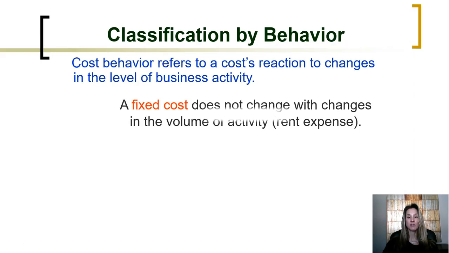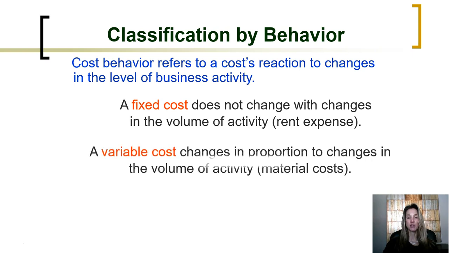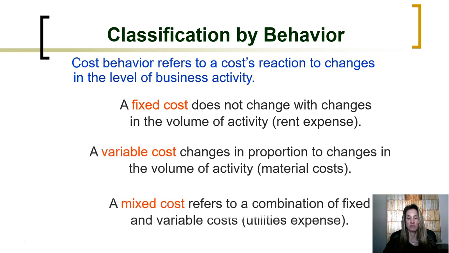Cost behavior refers to a cost reaction to changes in the level of business activity. A fixed cost does not change with changes in the volume of activity. Rent expense. The amount of rent expense does not change as production levels increase or decrease. A variable cost changes in proportion to changes in the volume of activity. Material costs increase or decrease as the level of production goes up and down.